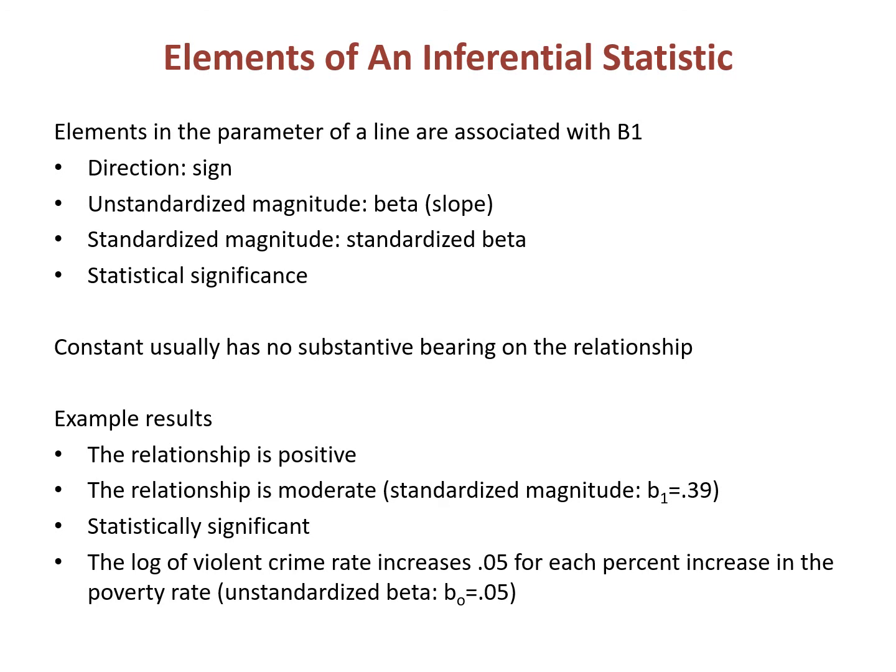This discussion looks at the determination of the equation of a line using simple ordinary least squares regression. Three elements of an inferential statistic are present: direction, magnitude, and statistical significance. Specifically, we found a moderate positive relationship between the poverty rate and the violent crime rate. The unstandardized beta can also be interpreted as a magnitude, the rise of y over the run of x. But as we can see in this case, the results are not intuitive because of the logging of the dependent variable. Thus, unstandardized magnitudes are often ignored in discussions of statistical results.